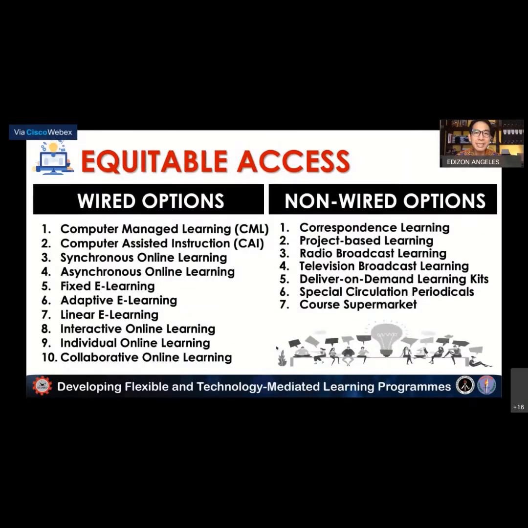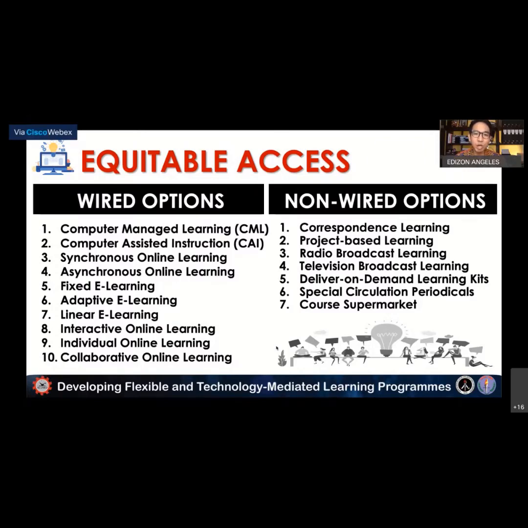And by equitable access, each institution will have to carefully choose from a variety of both wired and non-wired options. In the literature of flexible learning and education systems, you will find that there are at least 10 known wired options to facilitate flexible learning and about 7 for non-wired options. If you look at the non-wired options, these have been in existence prior to COVID-19. It's just that we need to be mindful how they can be adjusted relative to the conditions that we are facing right now.